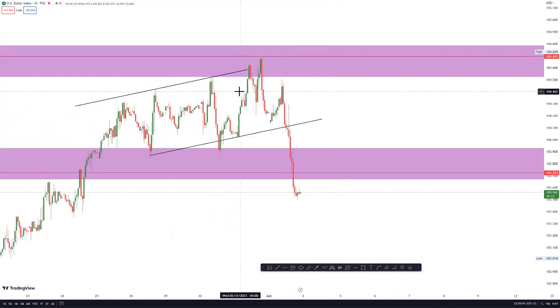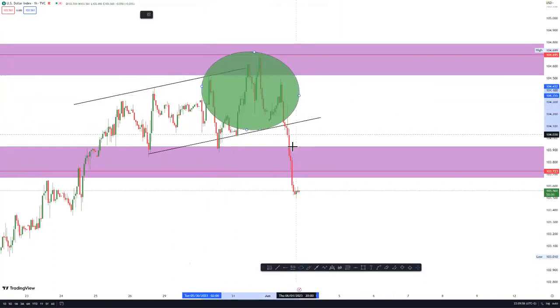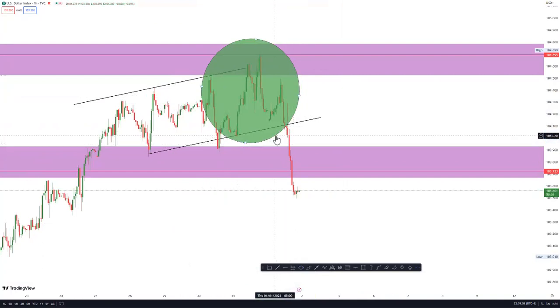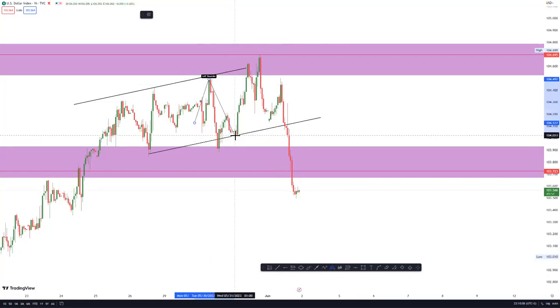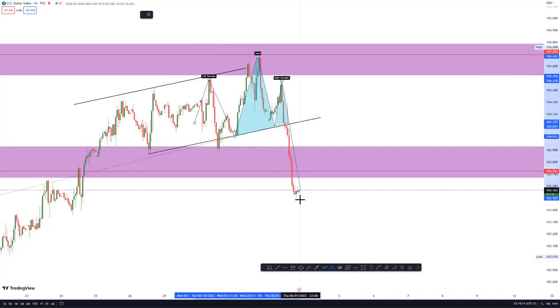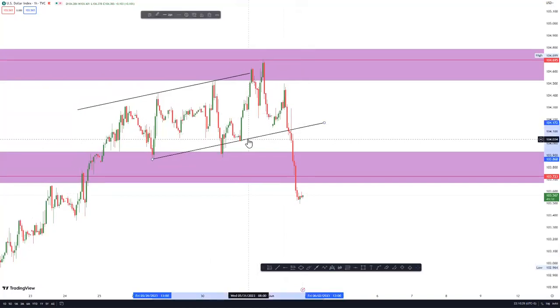See, on the 1 hour, I spotted this area here to be a possible head and shoulder. I was looking at it like this. This being my left shoulder, my head, and then my right shoulder, and then maybe price could push to the downside. So now I got confirmation that the dollar is actually going bearish. So for me, saying the dollar is going bearish, that means gold has to be bullish for the day.